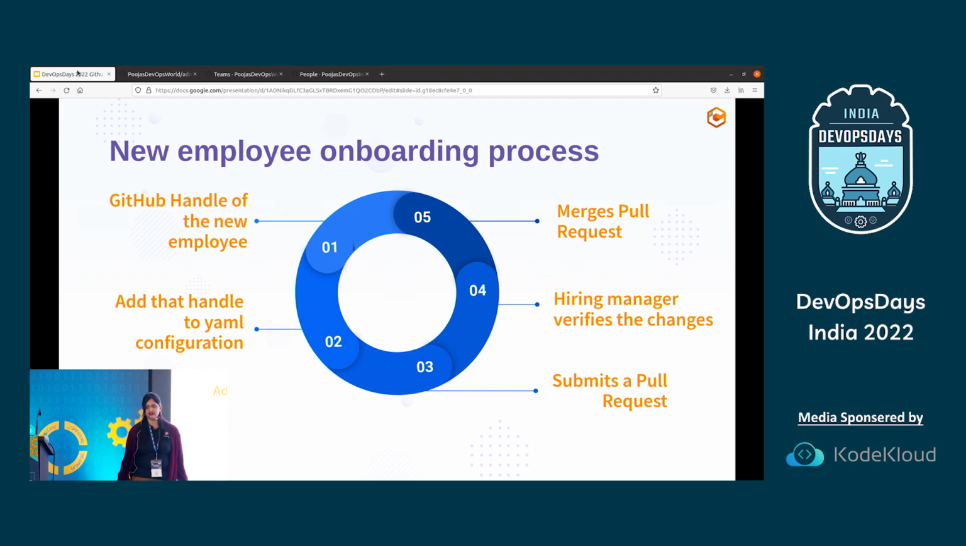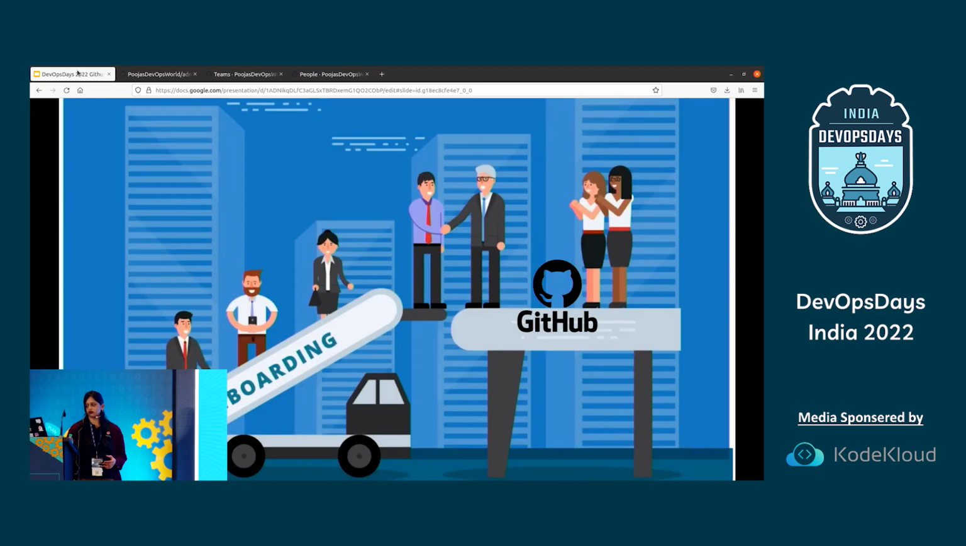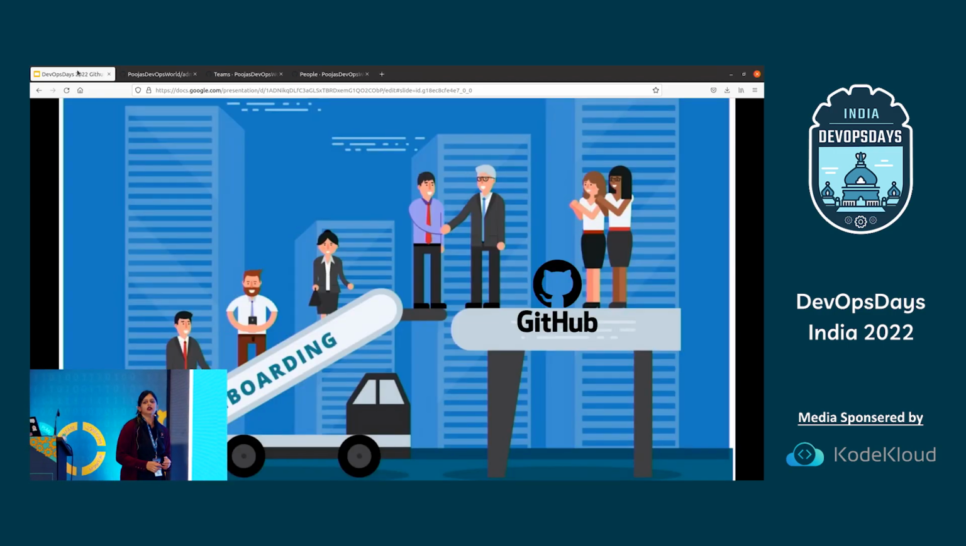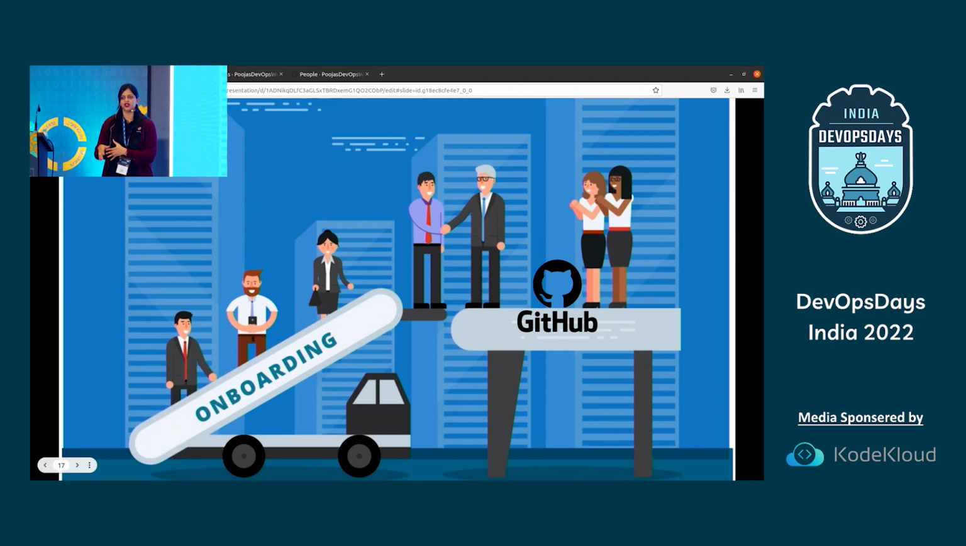Hiring manager just verifies that request, and they merge this pull request, and your job is done. So the user is onboarded to the team. Isn't it a much easier way of onboarding a user to the organization instead of relying on GitHub's UI? So yeah, I would like to discuss more about the Terraform provider of GitHub, Terraform's GitHub provider.